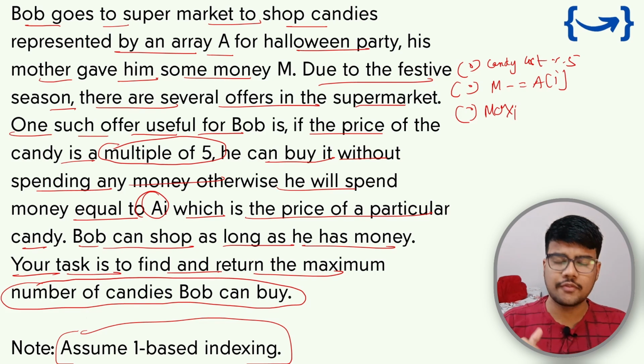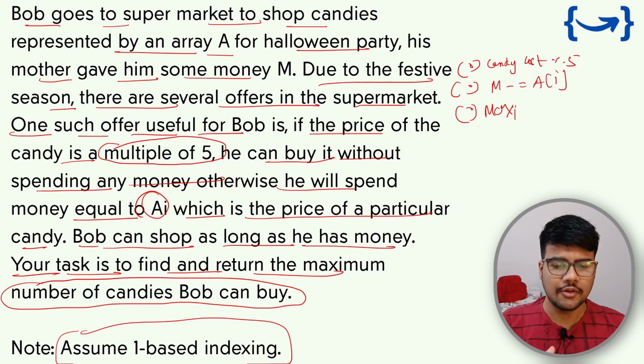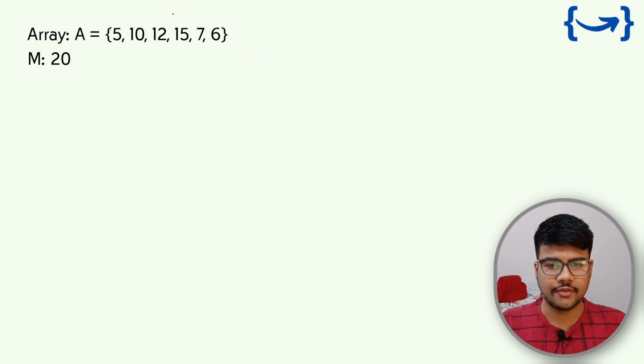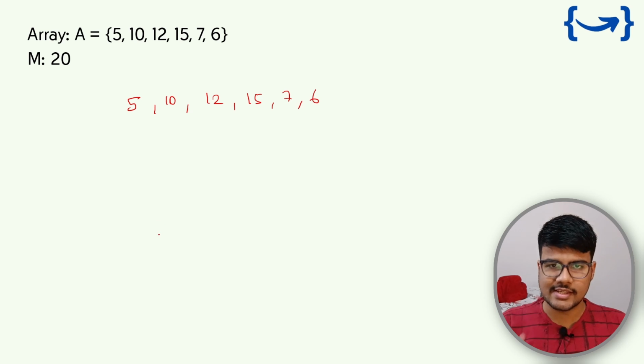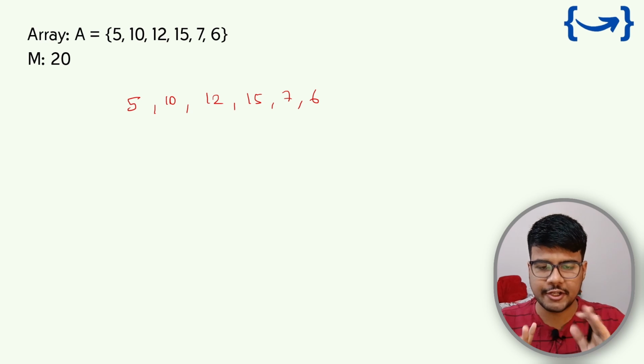But here we don't need to return index or stuff. We just need to find the maximum number of candies that he can buy. Let's see the input array which is given to us: 5, 10, 12, 15, 7, 6. Now how many candies does Bob buy from here? I know 3 cases, so I need to apply the same here.